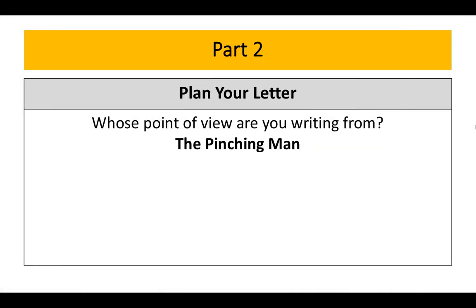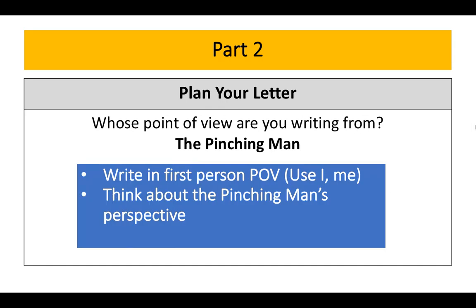Before we start writing, we need to have a plan. So let's plan out our letter. Our first question is, whose point of view are you writing from? This is in the prompt. You are going to be the Pinching Man. This means you are writing in first-person point of view using I and me. It also means you're thinking about the Pinching Man's perspective. So we're not thinking, what does the boy think? What do I think? You're thinking, what does the Pinching Man think about this?